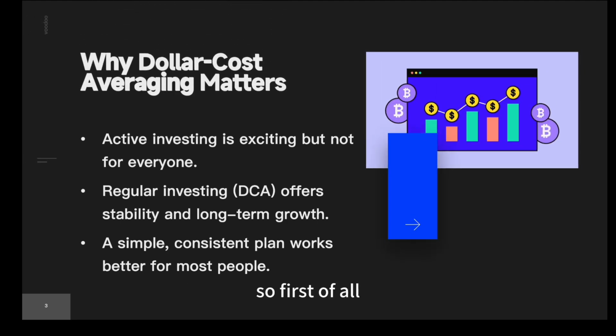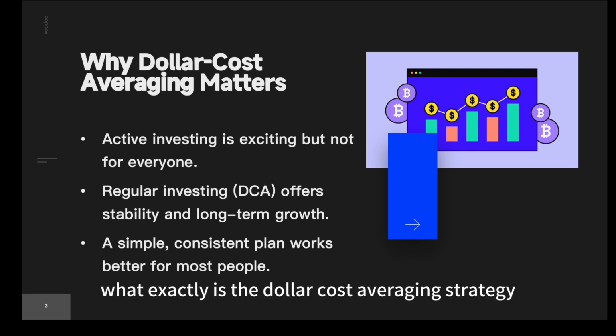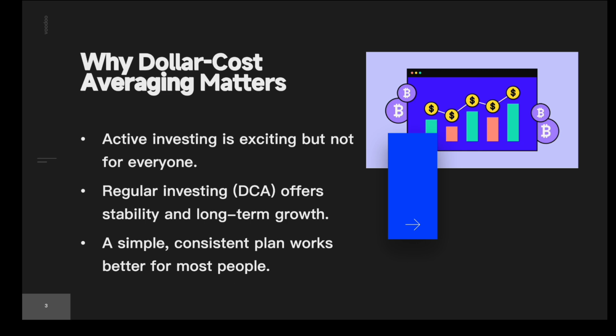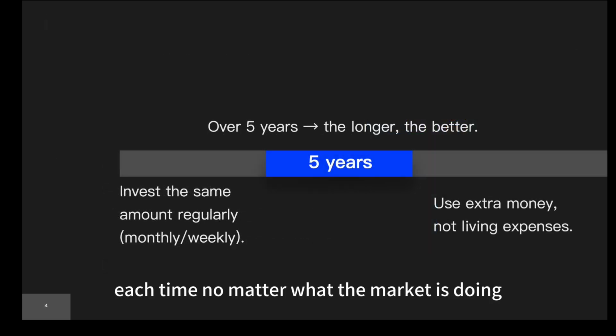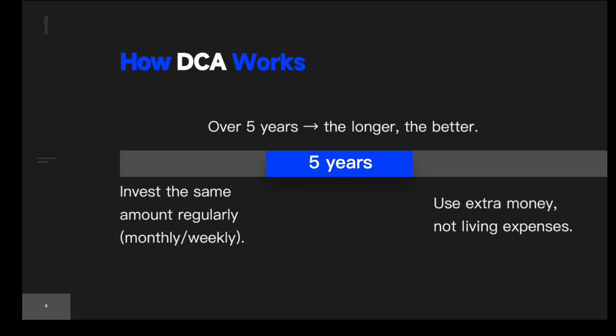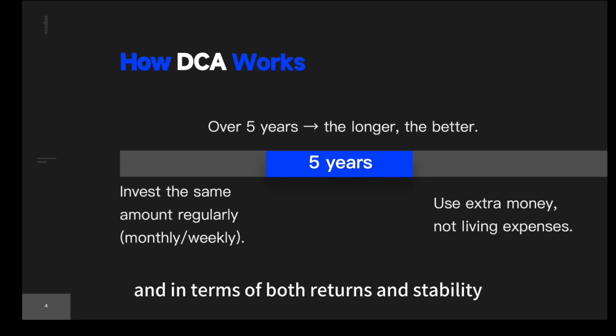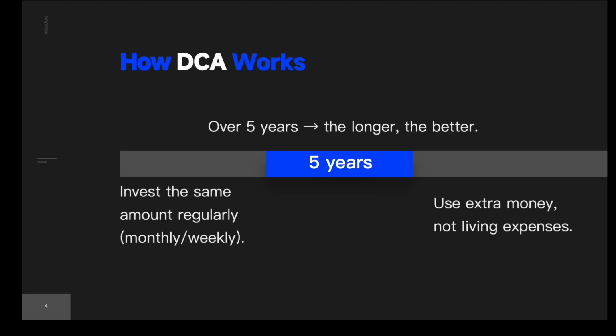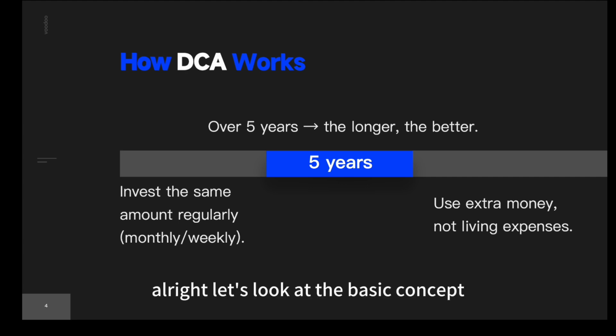So, first of all, what exactly is the dollar cost averaging strategy? Basically, it's a simple plan where you invest the same amount of money each time, no matter what the market is doing. It's easy to stick to. And in terms of both returns and stability, it tends to work out better over the long run. Alright, let's look at the basic concept.